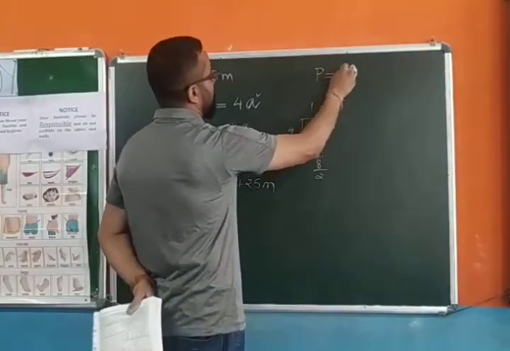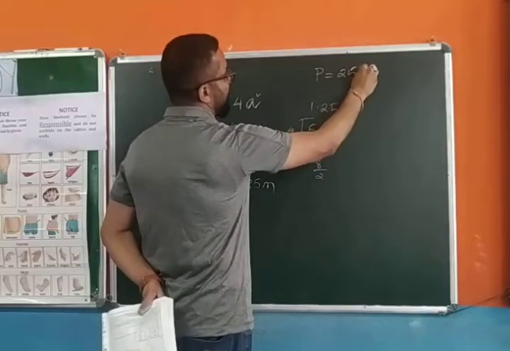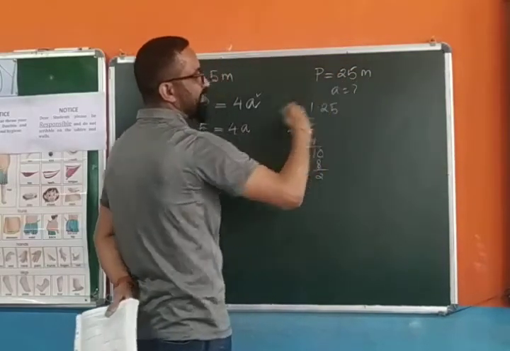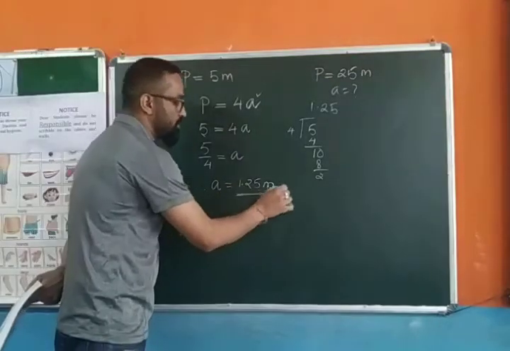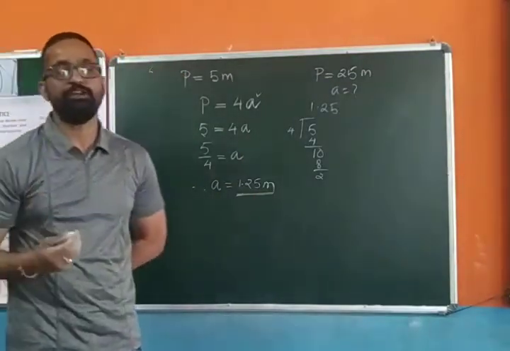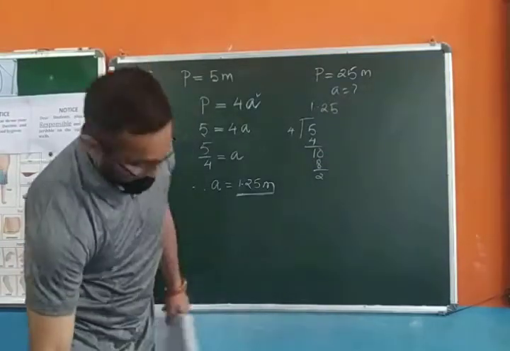So you can do the calculation with another value. Suppose the perimeter is 25 meter, find the side. You can take any value and do the calculation. You can write the answer in mixed fraction or you can leave it in decimal.